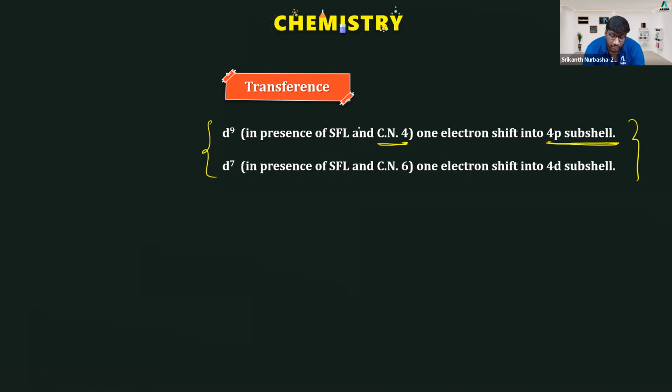d7 configuration, in the presence of strong field ligand and coordination number 6. Coordination number 4 means similar to your tetrahedral or square planar complexes. Coordination number 6 means octahedral complexes. With d7 configuration, in the presence of strong field ligand and coordination number 6, one electron will shift into the 4d subshell. How that shifting is going to happen, let us understand now.